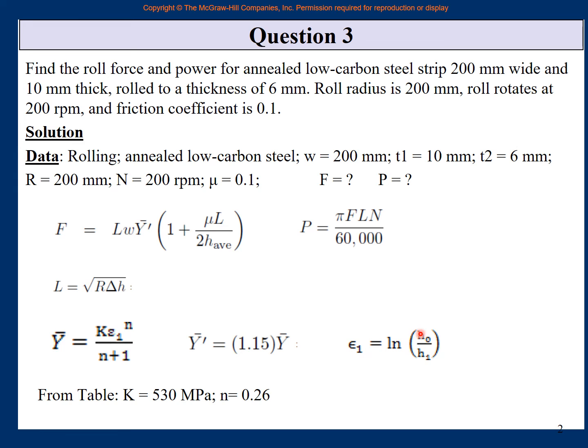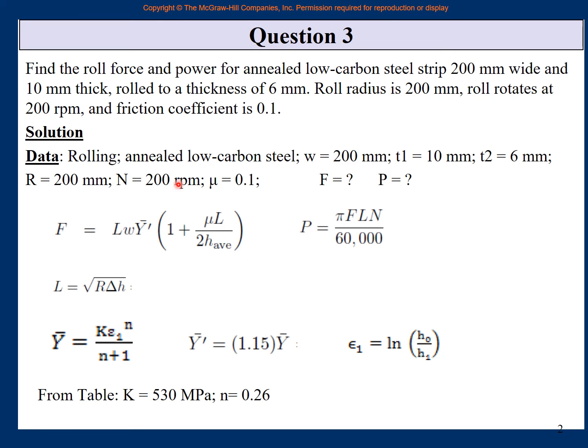The strain is this value. Both of these are known, so strain is known. Therefore in this equation strain is known. K and N are from the table, so K and N are known, so Y bar is known. Y bar multiplied by this factor is Y bar prime, so this is now known.